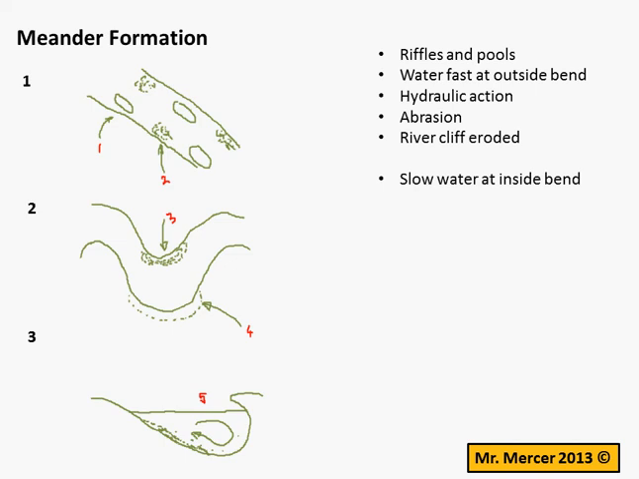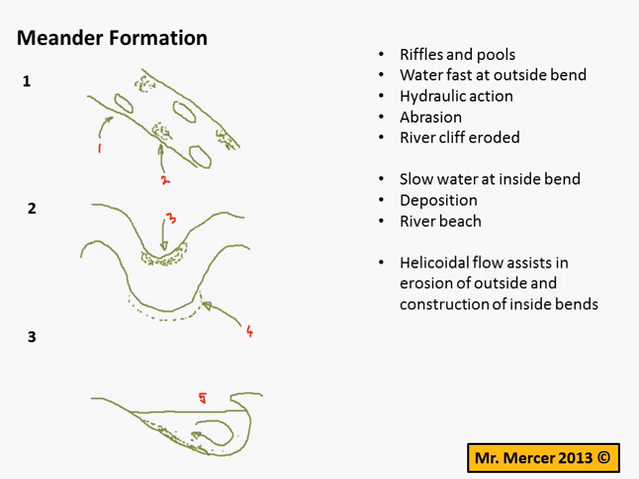Then you want to mention the slower water at the inside bend, the fact that that leads to deposition of a river beach. Finally, mention helicoidal flow, and you can mention that it assists in the erosion of the outside and construction of inside bends. Notice how I've divided my answer into 3 easy sections: outside bend, inside bend, and cross-section of helicoidal flow.